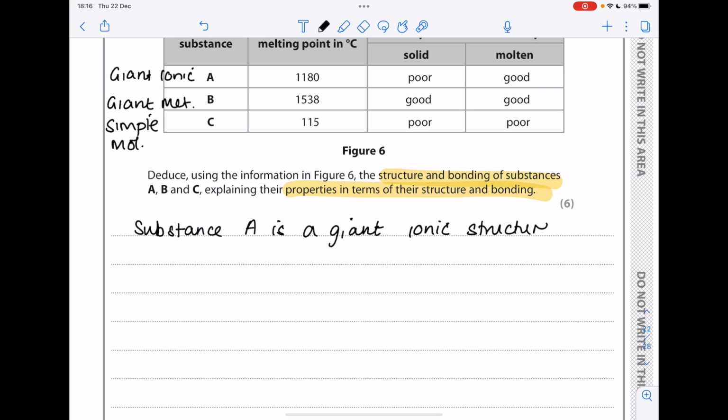So we're going to say why it has a high melting point with strong electrostatic forces of attraction between oppositely charged ions, which require a lot of energy to break.